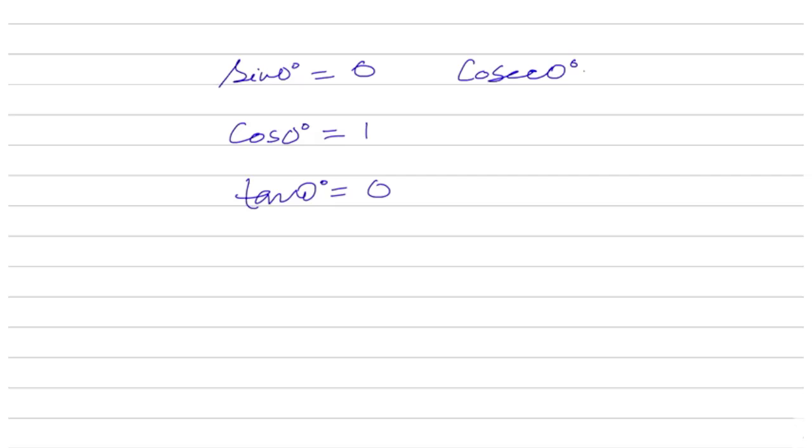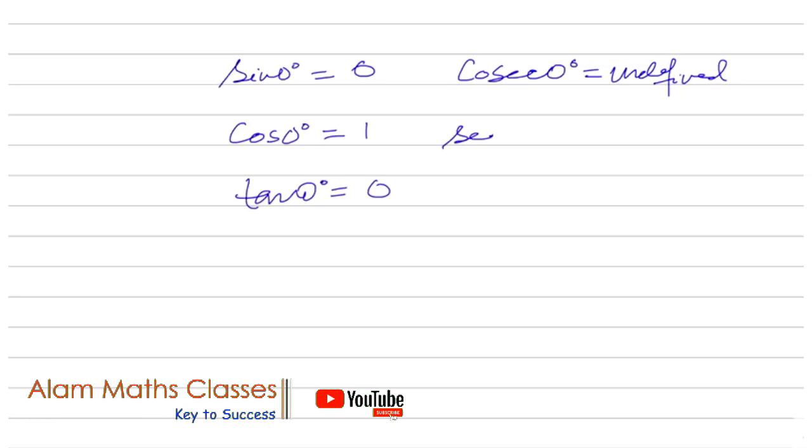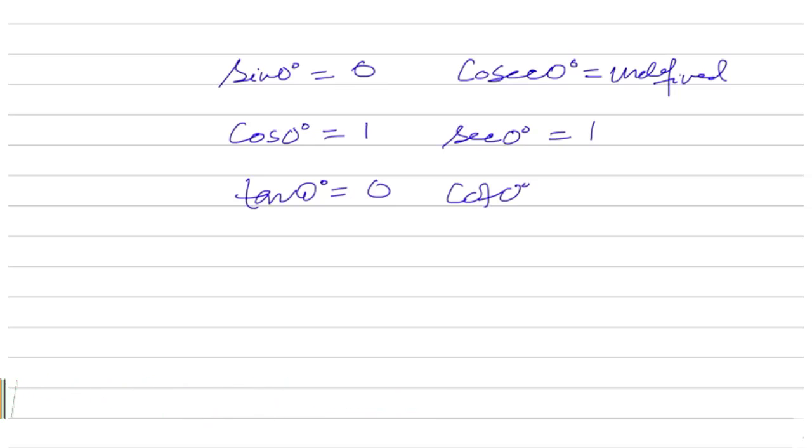Therefore we have sin 0 degree is equal to 0, cos 0 degree is equal to 1, tan 0 degree is equal to 0, and cosec 0 degree is equal to the reciprocal of sin 0, that is equal to 1 upon 0, that is undefined. Sec 0 degree is equal to the reciprocal of cos 0, that is equal to 1. Cot 0 degree is equal to the reciprocal of tan 0, that is undefined. So these are the values for 0 degree.